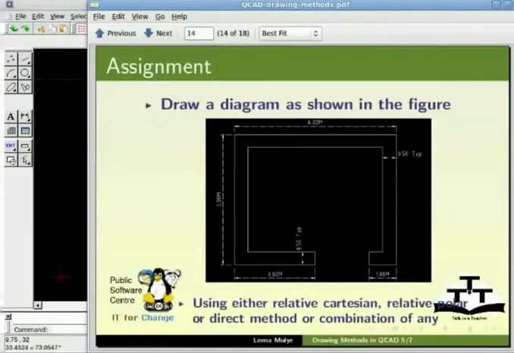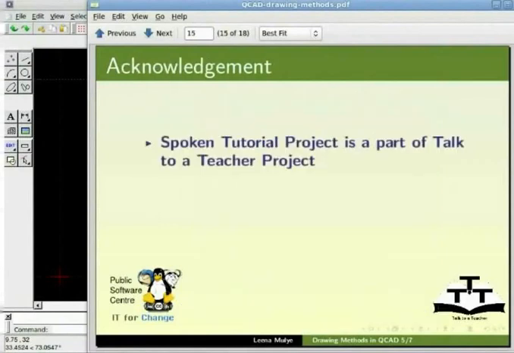Now that you are familiar with drawing methods and the coordinate system in Qcad, let us come to the assignment part. I would like you to draw a diagram as shown in this figure. You can either use relative coordinate method, relative polar, or direct method, or combination of any to draw this.